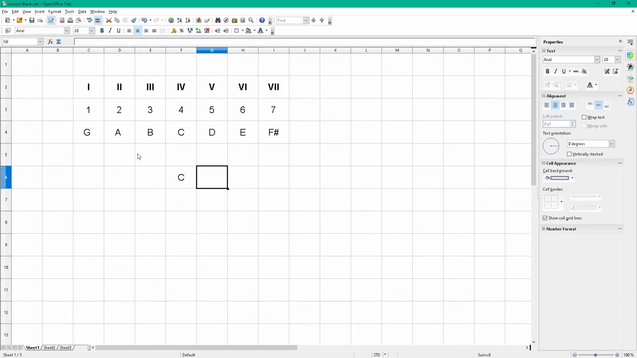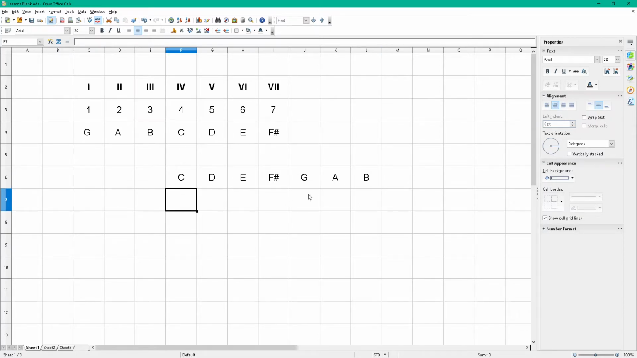Let's write the same scale, starting from C. Now I have D, E, F sharp, G, A, and B. As you can see, the notes are the same. I haven't changed the notes that I'm using. Okay, just a different starting point.